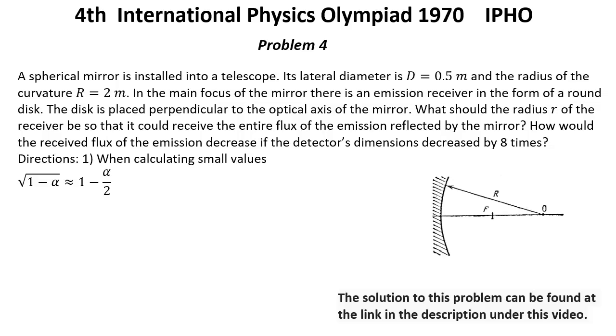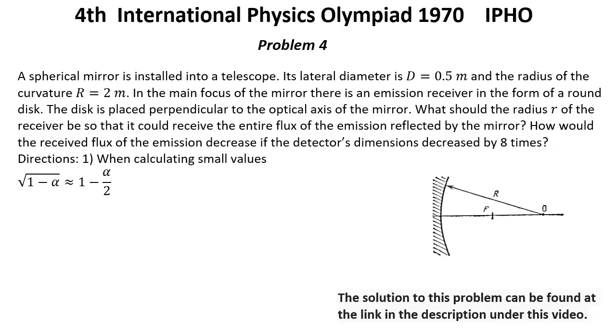In the main focus of the mirror there is an emission receiver in the form of a round disc. The disc is placed perpendicular to the optical axis of the mirror. What should the radius r of the receiver be so that it could receive the entire flux of the emission reflected by the mirror? How would the received flux of the emission decrease if the detector's dimensions decreased by 8 times?